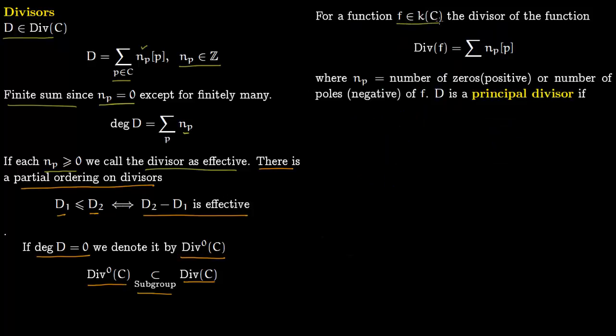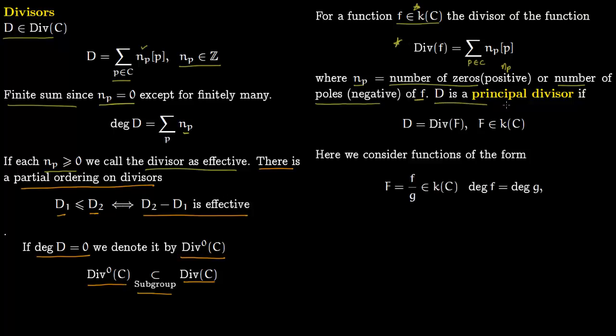For a function f in the fraction field of the curve, which we have defined in algebraic geometry classes, the divisor of the function is like this: the summation over points P lying on the curve of N_P times P. Now N_P is the number of zeros, taken as positive, if the function has zeros at point P. Or N_P is minus the number of poles of the function at point P. This will be clearer when we see some examples.